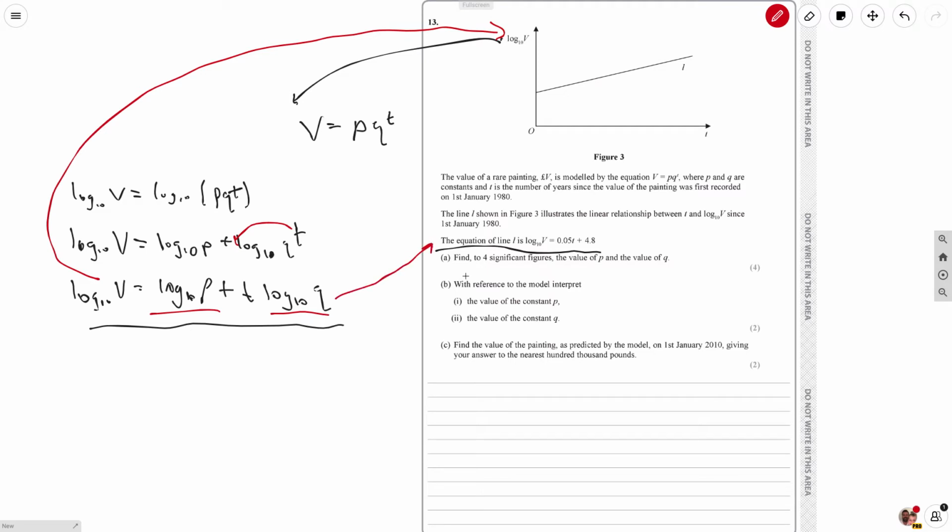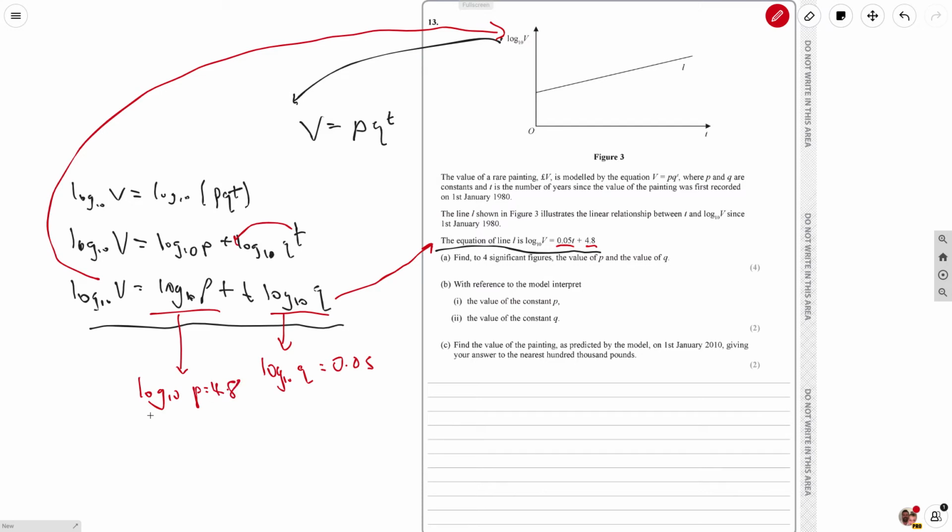So in this, the coefficient of t is 0.05. That's this bit here. So we can say that log to the base 10 of q is equal to 0.05. And then this number here, well, that's just the number on the end in this linear equation, 4.8. So again, we just write that out as an equation. Log to the base 10 of p is equal to 4.8.